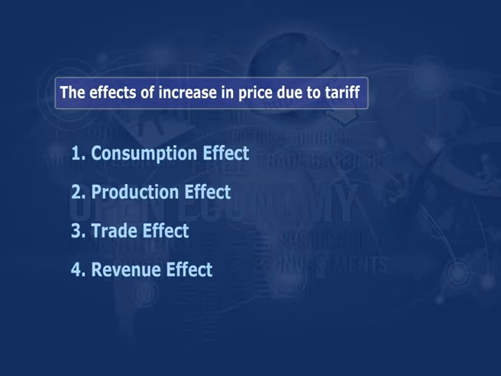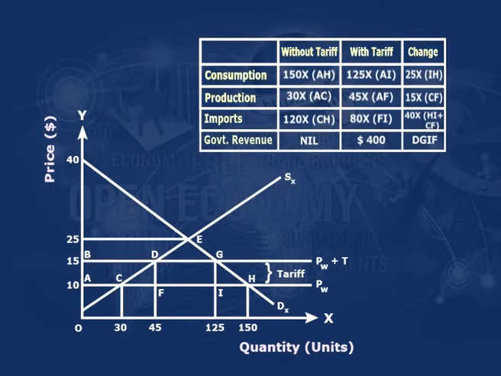Revenue effect. After the imposition of the tariff, the government collects $5 into 80x, that is $400, as depicted by area DGIF. This is known as the revenue effect of the tariff.